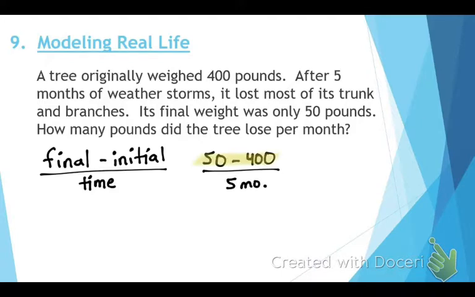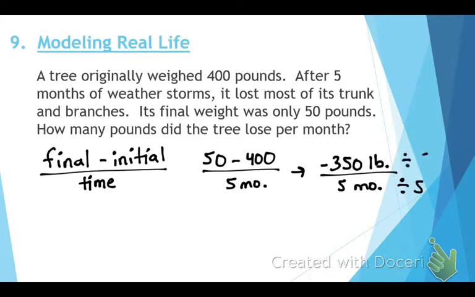50 minus 400, what's that answer? 350. Not 350. Negative. Take the sign of the larger number. So negative 350 pounds for 5 months. But as you can see, it says how many pounds did it lose per month? I only want to know 1 month, not 5 months. So how do I turn that 5 months into 1 month? I'm going to divide by 5 on both the top and the bottom.